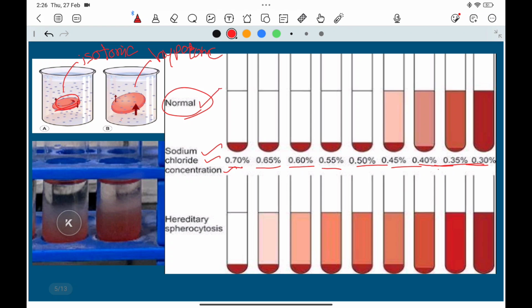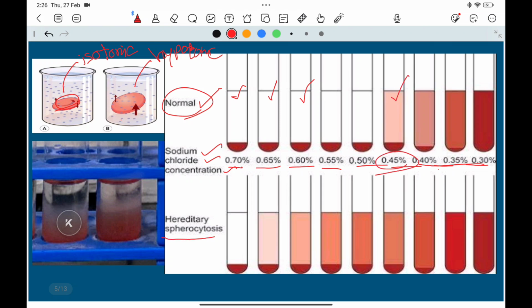So the normal red blood cell is resistant at 0.7%. So they are not hemolyzed here. They are not hemolyzed at 0.65% also. They are also not hemolyzed at 0.6%. Here they started hemolyzing from 0.45%.